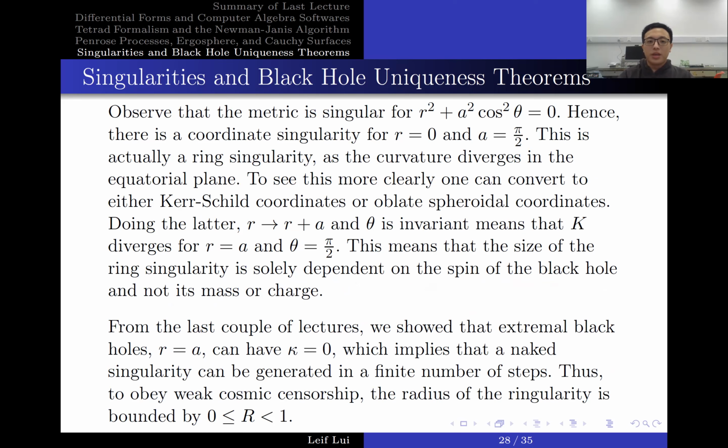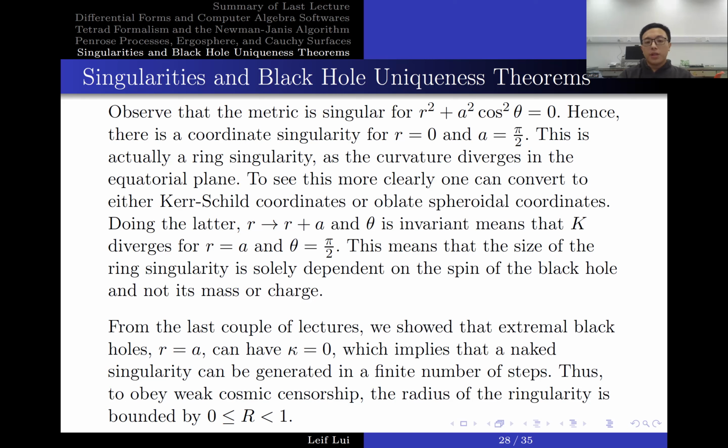the equatorial plane. To see this more clearly, one can convert to something called Kerr-Schild coordinates, or oblate spheroidal coordinates. Doing the latter, we can convert r to r plus a, and theta is invariant, which means K diverges at r equals a and theta equals pi over 2. And this means that the size of the ring singularity is solely dependent on the spin of the black hole and not on its mass or charge.